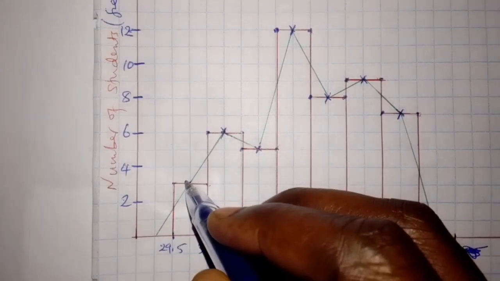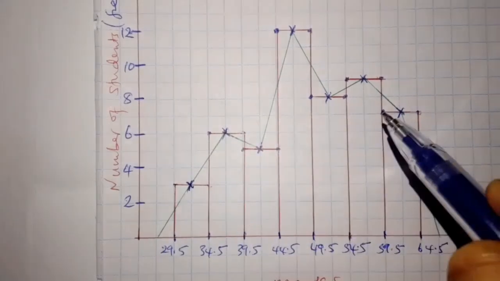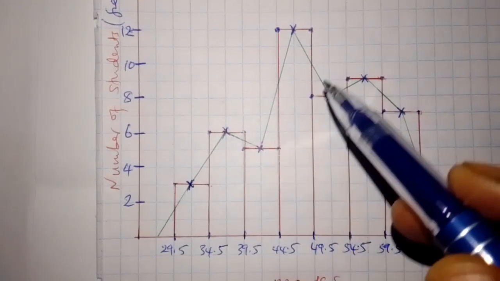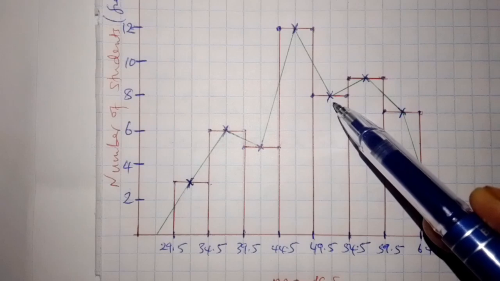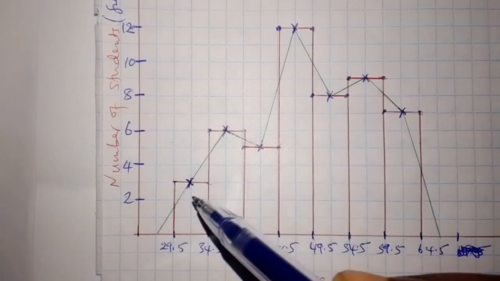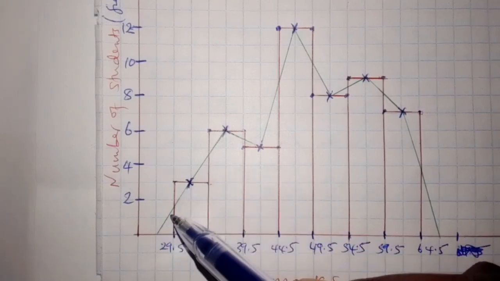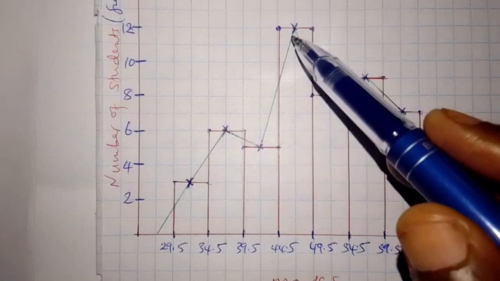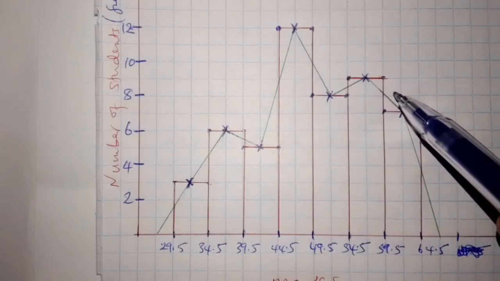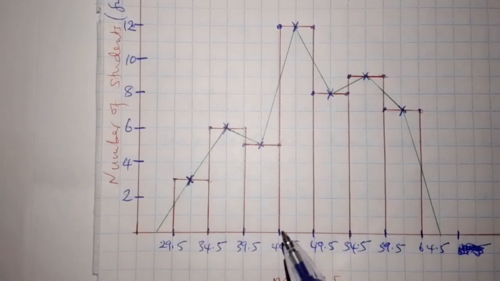Our midpoint here is here. Our midpoint here is here. Our midpoint here is here. Our midpoint is here. So we join these midpoints using a line. So our line will appear like this one here. We join these points with a straight line as shown here.